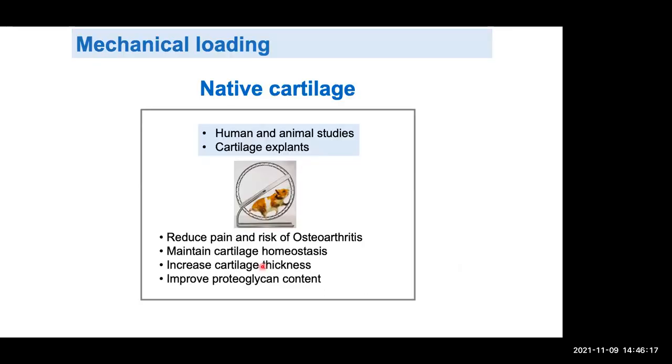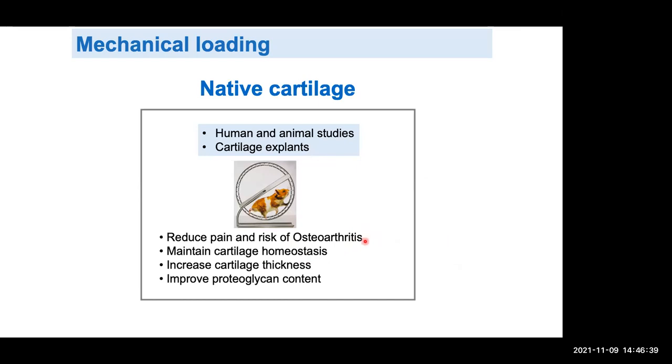Another one that is very popular in cartilage tissue engineering is mechanical loading. In real life, when animals or runners run on a treadmill, it showed that they had less chance to become osteoarthritis, knee bone degeneration, joint degeneration.